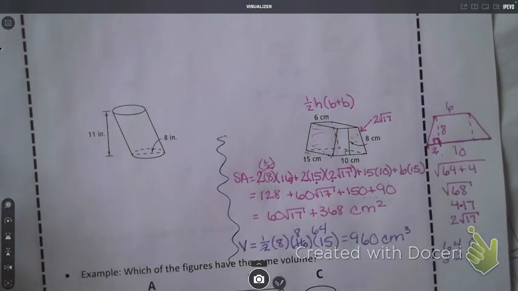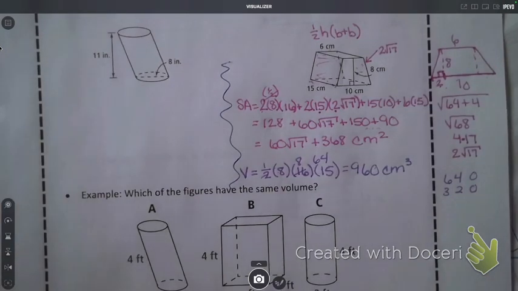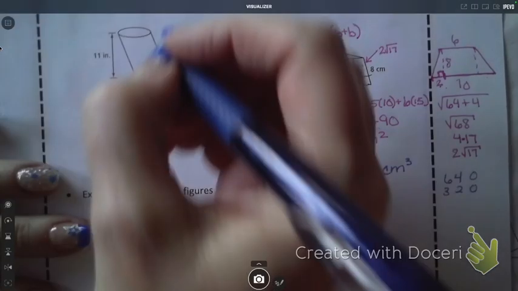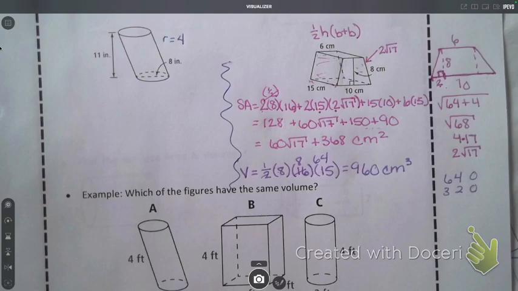Okay, so Lily said we needed to know the radius, so we pick the radius right now. It's 4. So R equals 4. Write it on there. R equals 4.